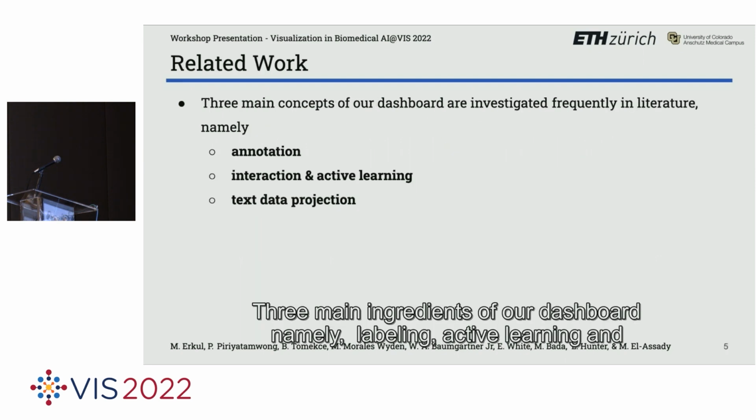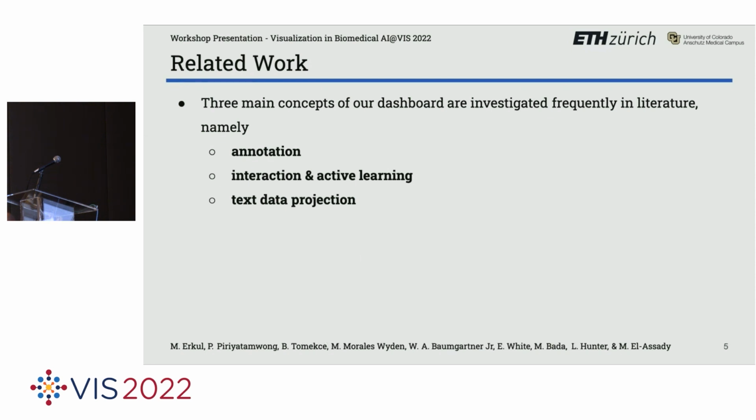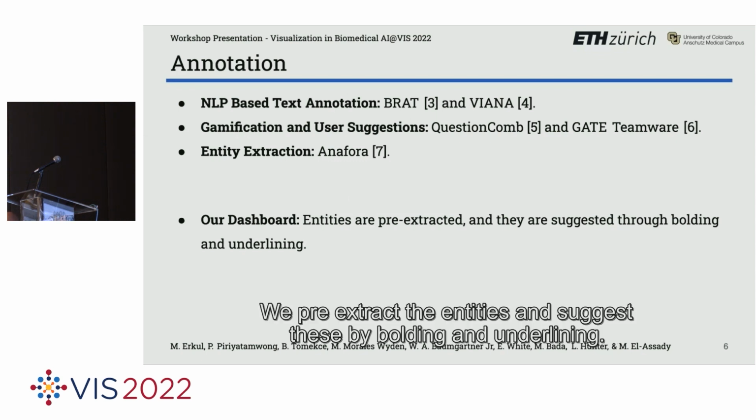Three main ingredients of our dashboard, namely labeling, active learning, and text data projection, have been implemented in similar tools in the literature. Entity extraction and label suggestions of text data are used in similar tools. We pre-extract the entities and suggest these by bolding and underlining.